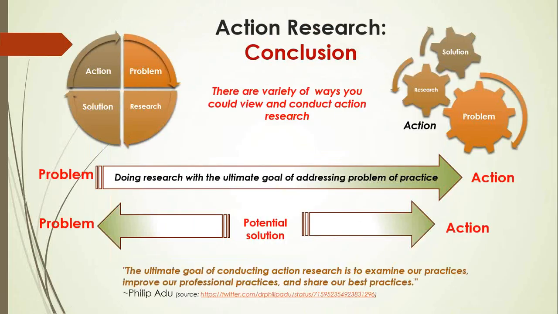So in conclusion, as I said, there are a variety of ways to view action research and also to conduct action research. As you can see, this is a simple one. You have your problem, you do research, you develop solution, and you take action. Sometimes you have identified a solution, you do research to find out the effectiveness of the solution, and then you see whether there's problem happening, and maybe you have to conduct more research and understand the problem and take action.